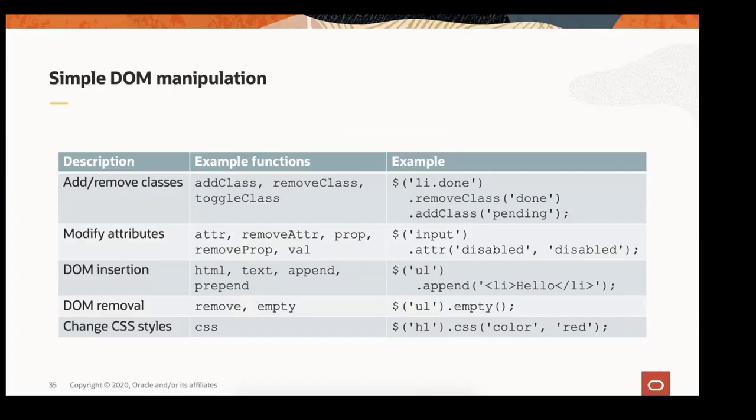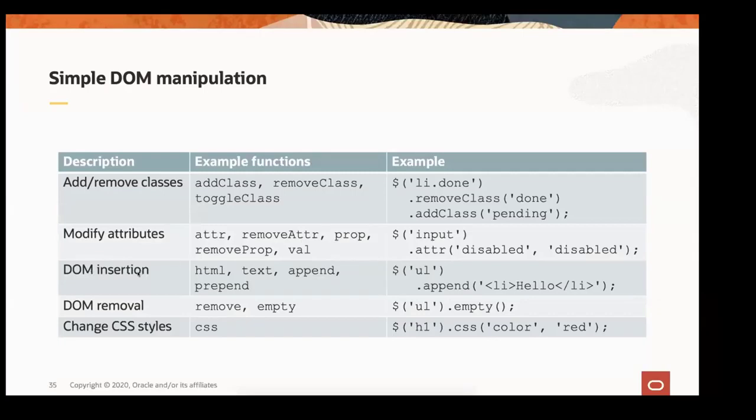So this is just simple DOM manipulation. Starting at the top, we have the ability to add and remove classes. So really popular, you might use add class and remove class. In the example on the right, I'm selecting a list item with the class of done, and I'm saying remove the class done and then add the class pending. So we're sort of swapping out some classes there. Here we have modify attributes. There's a number of methods you can use to do this, and attr is very popular. So here I'm saying select the inputs on the page and set the attribute name disabled equal to disabled. And that may look a little weird at first, but that's kind of a Boolean in HTML.